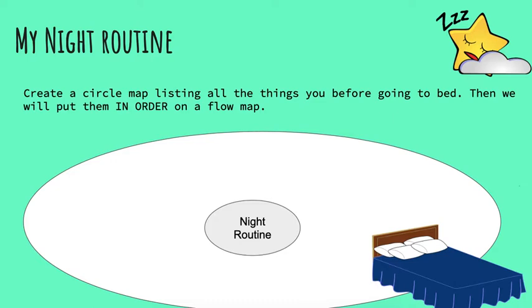Okay, friends, I hope you have a lot of things on your circle map. A few things that I would have if this was my circle map of my night routine would be to put my dogs to sleep in their crate. I would also brush my teeth, maybe take a shower, put on pajamas. What other things could you do to get ready to go to bed? Maybe say goodnight to your mom and dad. Things like that could go in a circle map.